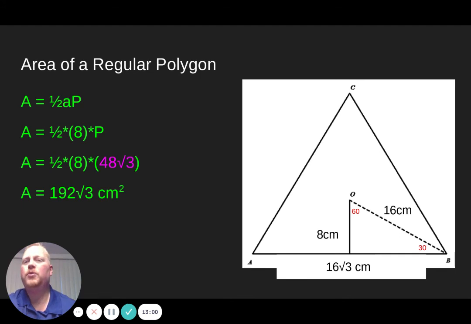Well, I hope this wasn't too bad for you. I think the formula itself is relatively easy. I think the trick is going to be using special right triangles to find those missing lengths that we need. But we went through every scenario, one where they give you the side, one where they give you the radius, one where they give you the apothem, and we mastered every single one. So hopefully this isn't too bad for you.